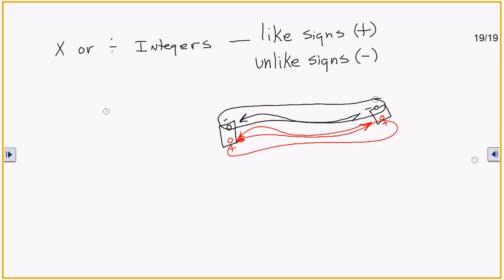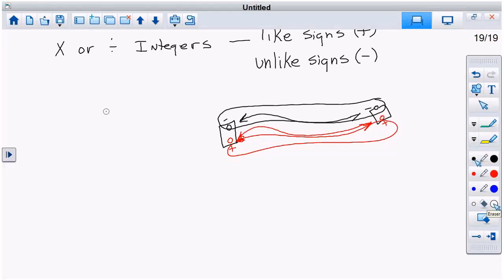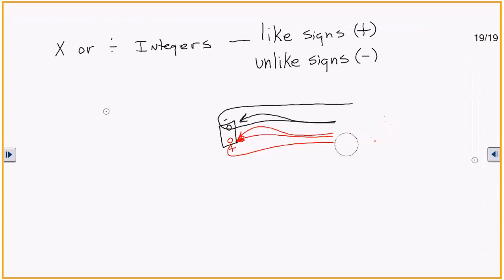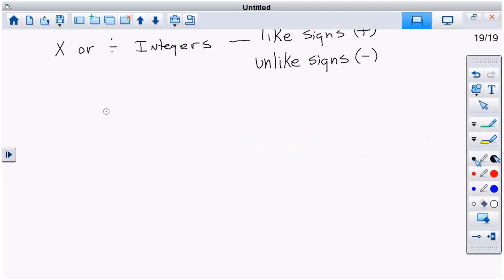Like signs, everything's good. So kind of remember that, especially if you know what jumper cables are. That'll help you to remember like signs are positive, unlike are negative. And that's all there is to it.